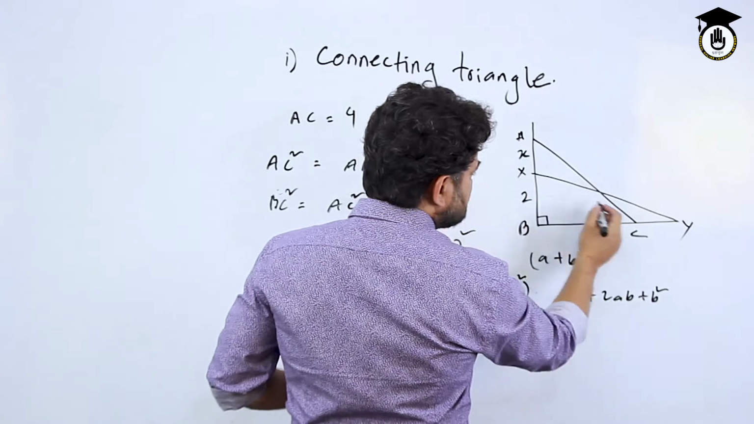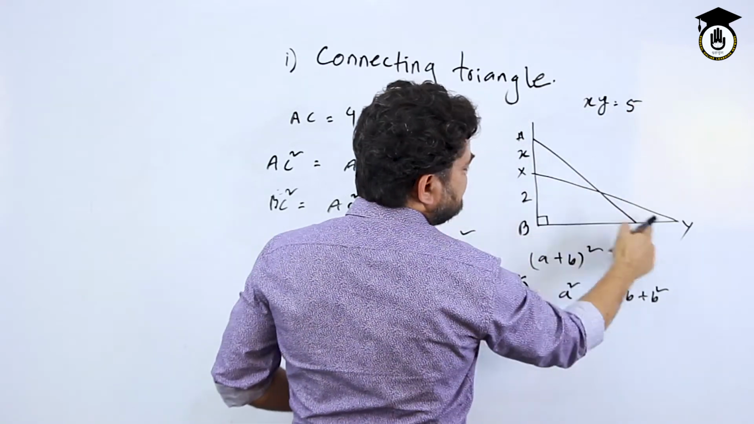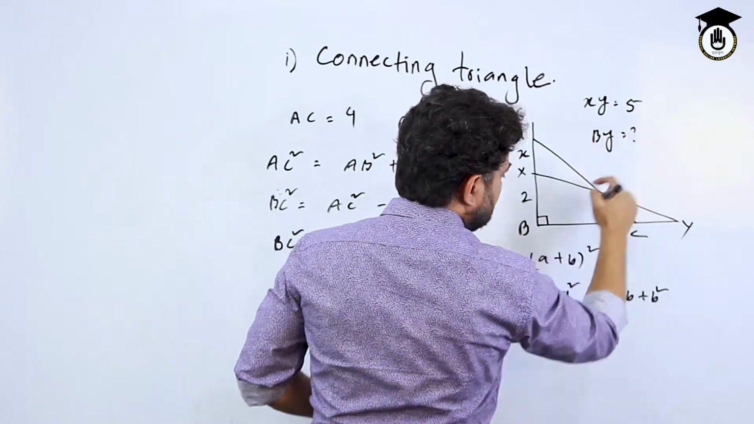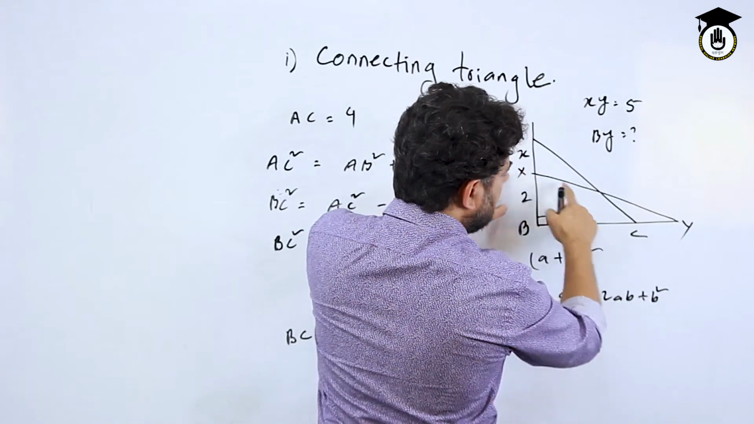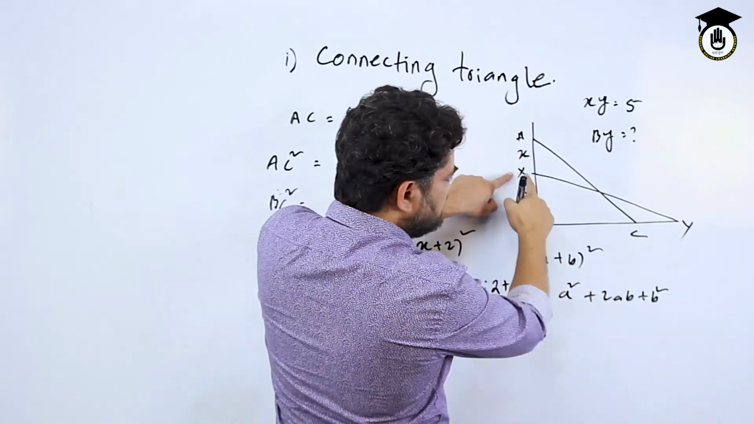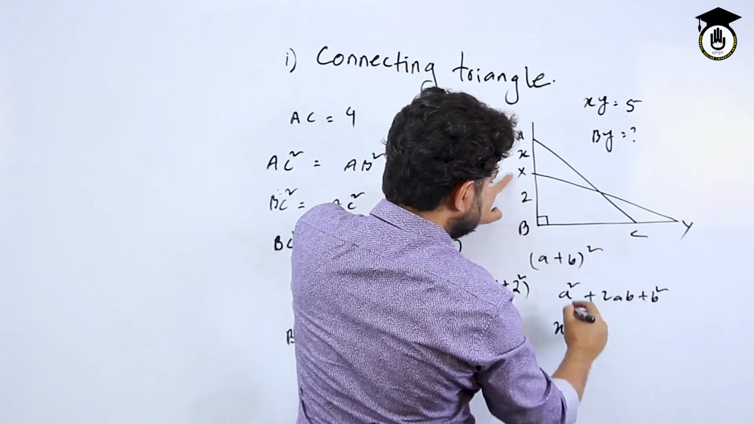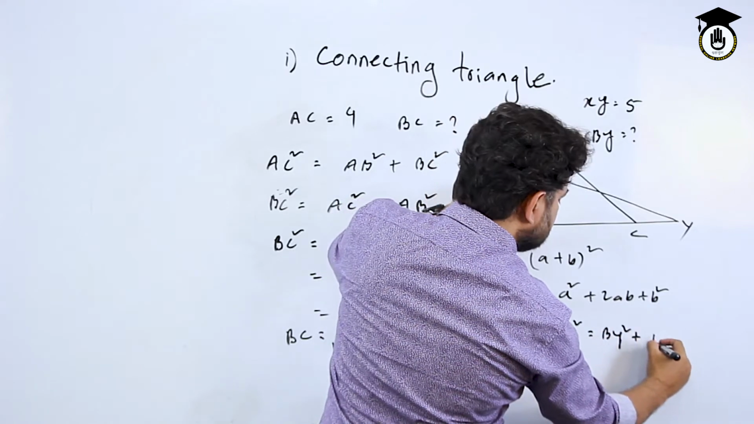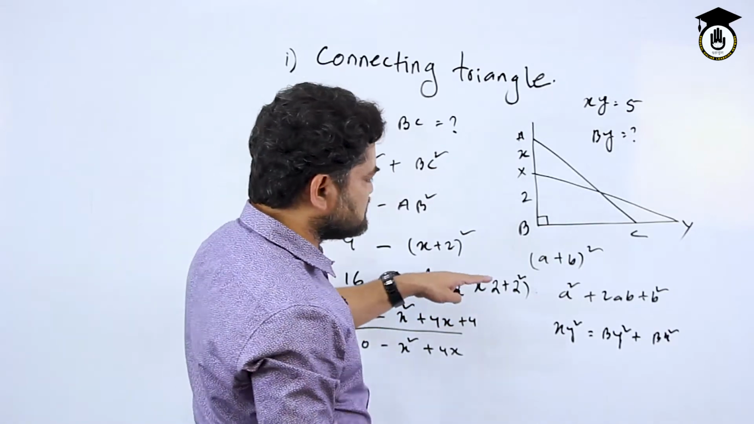So if I put the sides here also, like, xy equals 5, then you can easily find BY the same way. If I consider BY here, XY here and XB here, you know that XY squared is the hypotenuse, and in the same way, BY squared plus BX squared. So all these formulas come from the Pythagoras rule.